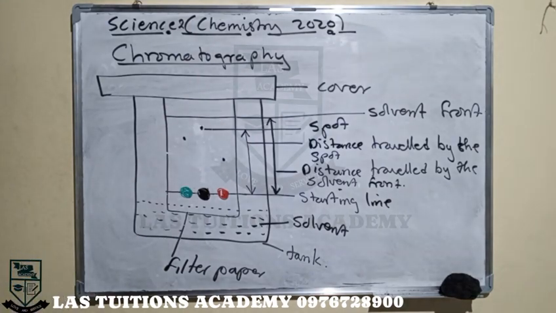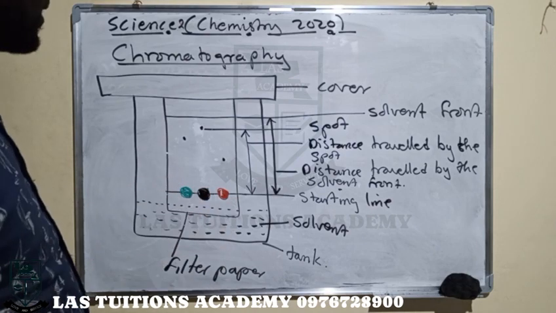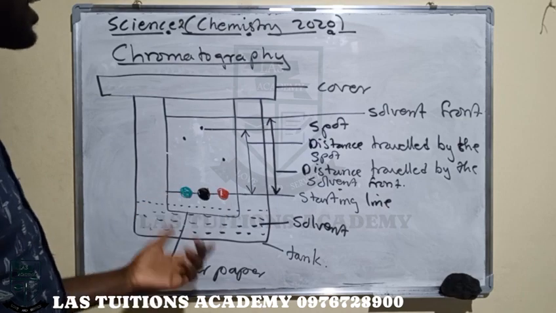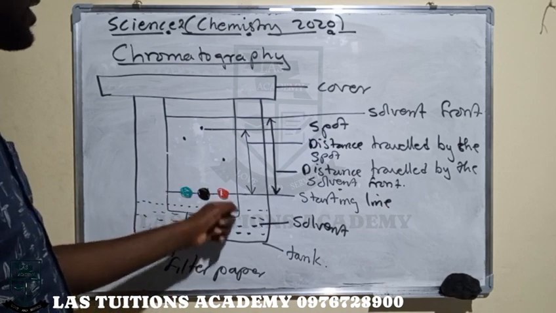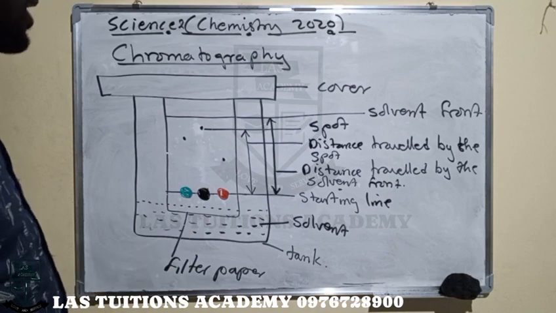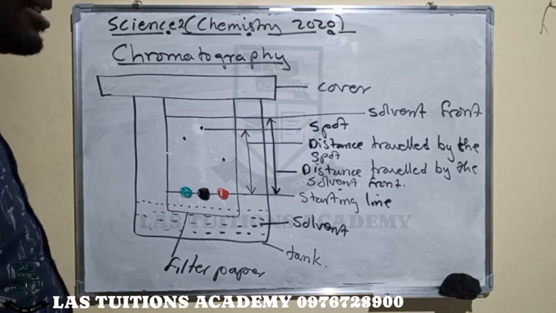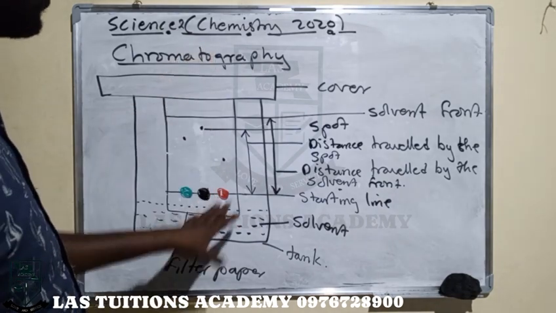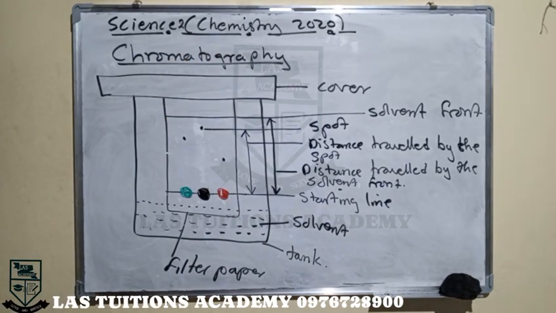Now, sometimes you are going to do an experiment like this using substances that are colorless. Maybe you use sugar. Sugar may be colorless, so you want to know how far it has gone. Like in our question, we have 3 sugars.